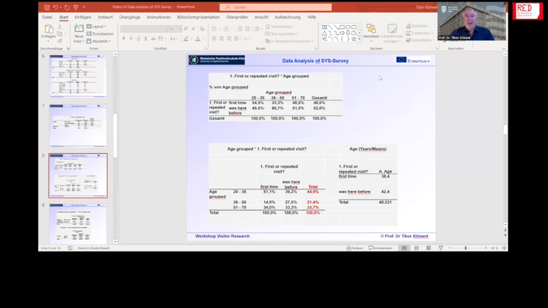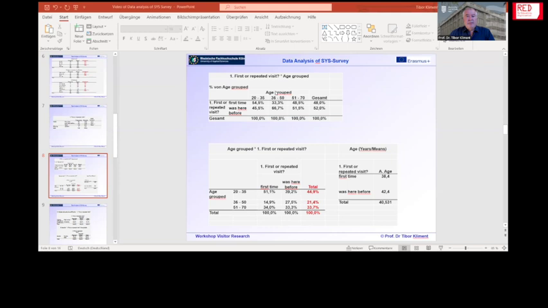When you see a result like this, then it is interesting to go into more detail. Then, for instance, by finding out what is the composition of these two different groups. Are first-time visitors different from regular visitors? What is special about regular visitors? So here it comes to create tables.